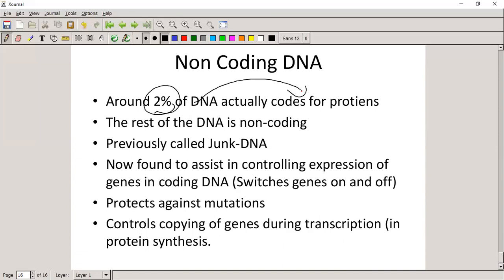The rest of the DNA is not coding, previously called junk DNA, now found to assist in controlling the expression of genes encoding DNA, and it protects against mutations as well, which we're going to talk about later in this section. It controls copying of genes during transcription and in protein synthesis.